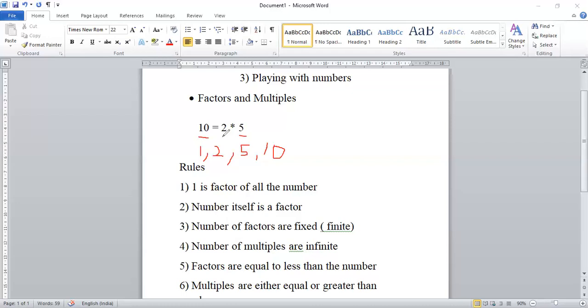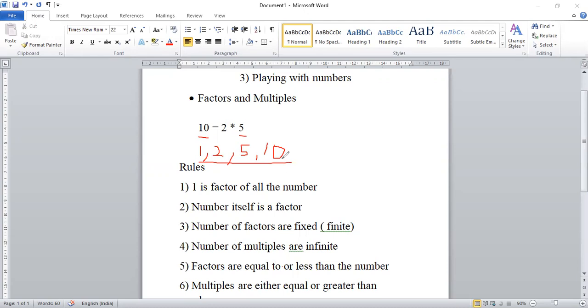Okay. Now, the fifth one: factors are equal to or less than the number. I'll write here so that you'll understand. Equal to or less than the number. How? Let's consider the number 10. You can see the factors of 10.